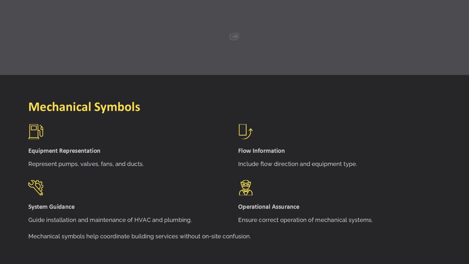Without mechanical symbols, coordination between systems would become chaotic, leading to installation clashes. Hotels depend on these symbols to ensure smooth integration of comfort, safety, and utility systems. They help reduce confusion on-site by giving a shared visual reference. Mechanical symbols also allow easier training of staff because they can quickly grasp the meaning of components. They are part of the universal language of engineering that ensures consistent, safe, and efficient work in hospitality projects.